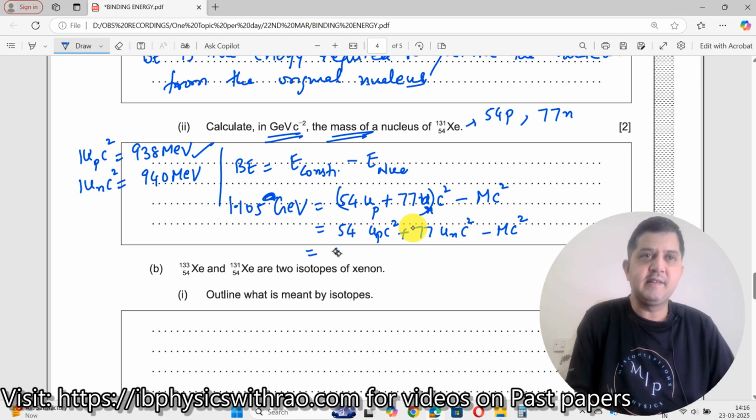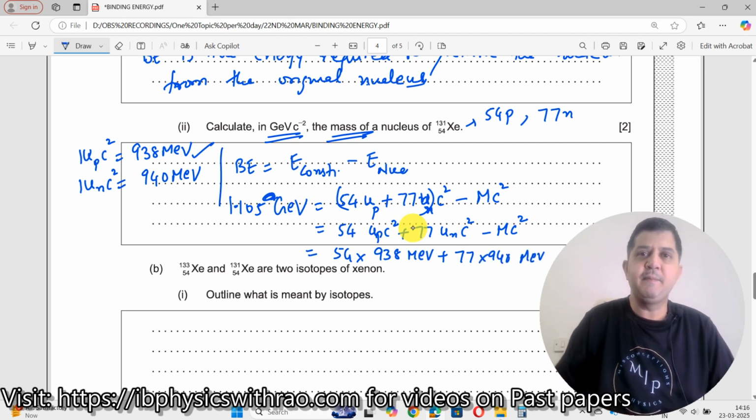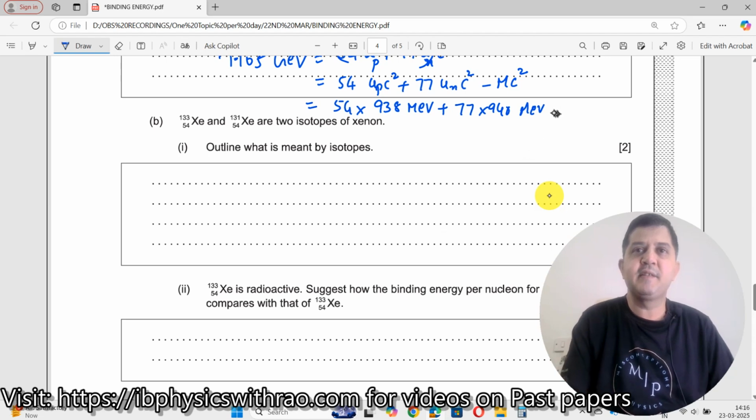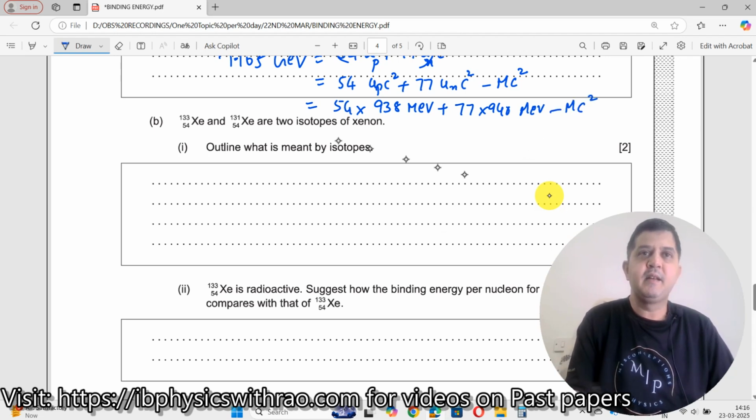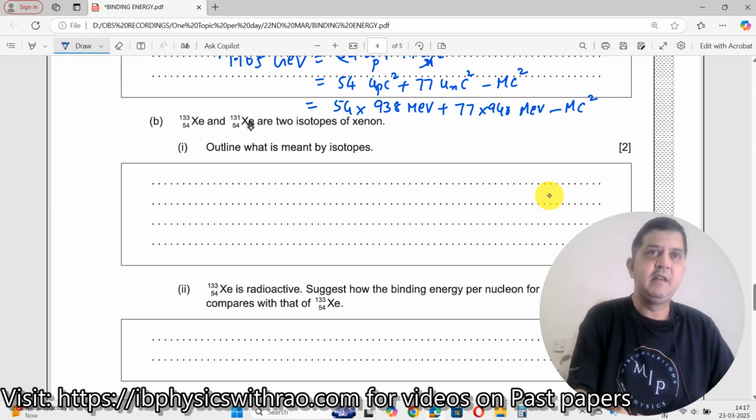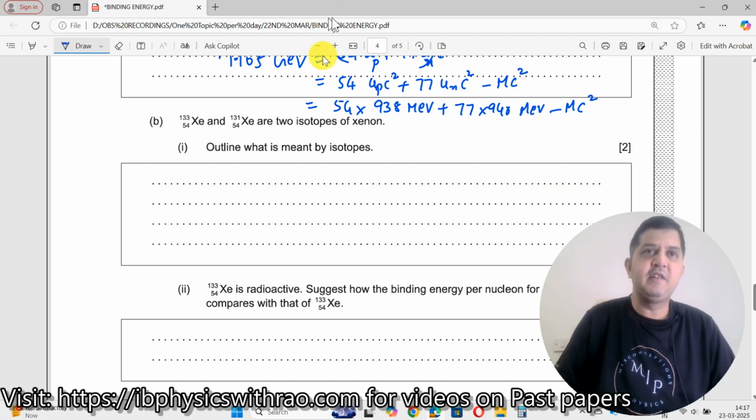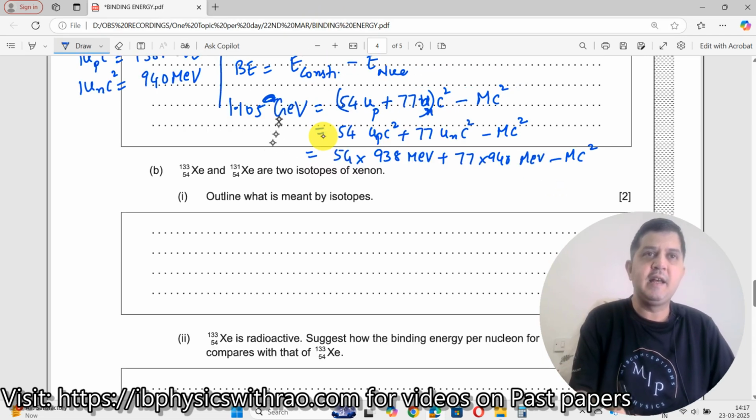So I'll write this as 54 into 938 MeV plus 77 into 940 MeV minus mc square. What is this now? 1.105 giga. What is giga? 10 power 9. Mega is 10 power 6. So let me convert this into mega, which means I'm going to multiply this by 1000. So which will be 1105 MeV. All of them are MeV.